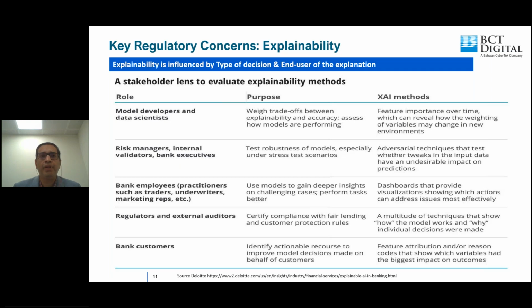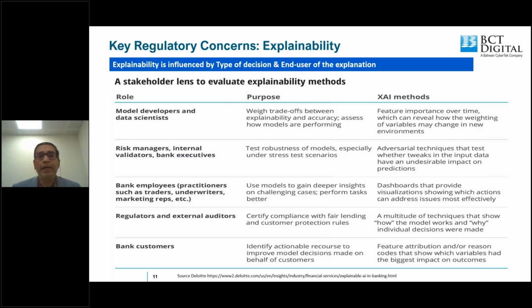So, for example, if a model developer or a data scientist looks at it, he will always look at explainability from the perspective of a trade-off between accuracy and explainability. So he might go in for better accuracy, but compromise on explainability. So for him, explainability means slightly different things. But from the perspective of a risk manager, he will look at how the model will break down, or when the model will break down in terms of the stress scenarios. Under what conditions will the assumptions not hold good? For him, that is the explainability point of view.